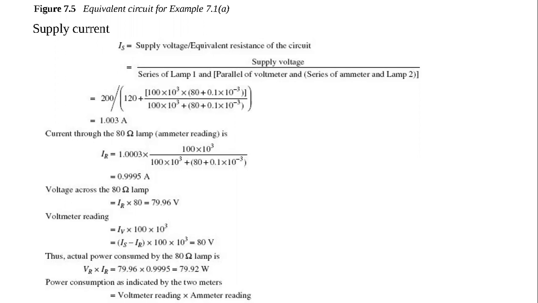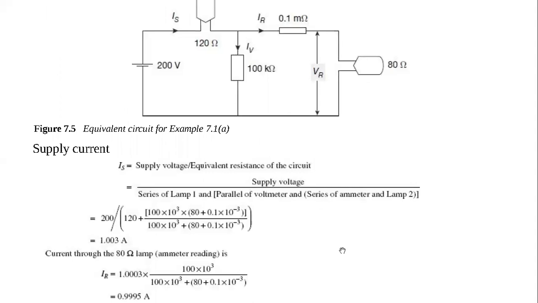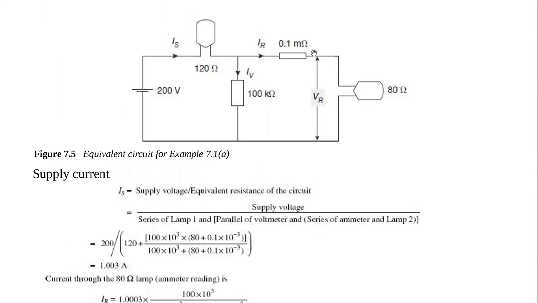What is the reading in the voltmeter? The reading in the voltmeter will be the PD drop across the voltmeter, and we know V equals IR. We need to get the value of IV, because we have seen from this diagram that IS comes and divides. We have seen the value of IR. So what will be the value of IV?